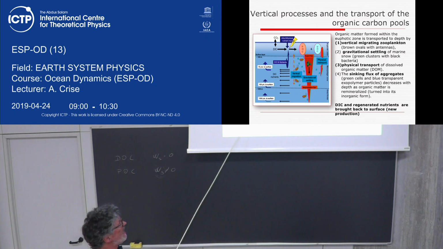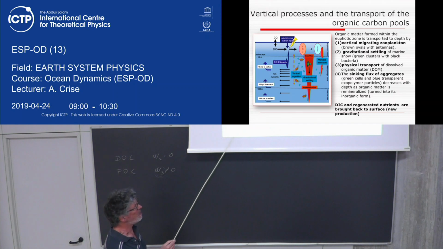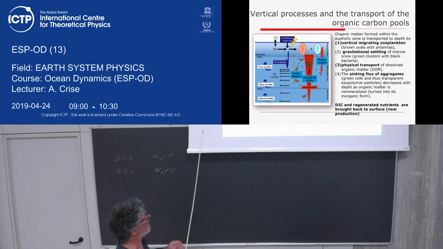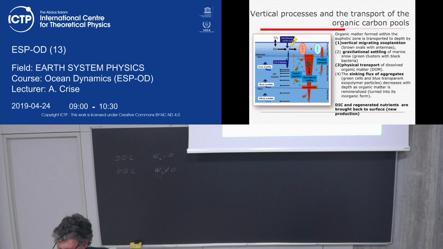Conversely, if the processes are able to reach the deeper part of the ocean, the ocean interior, below 1,000 meters for example, which is the permanent thermocline depth, well, in that case, the time scale is 1,000 years.